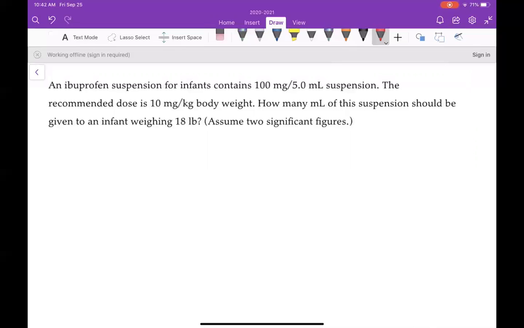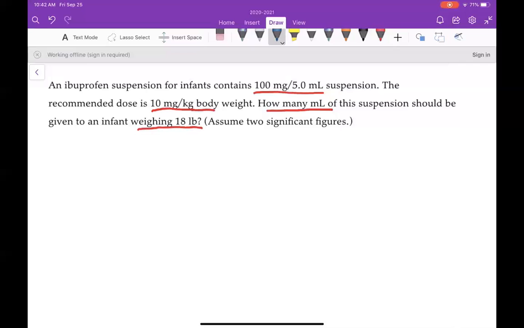There's a suspension for infants that has this in it: 100 milligrams in 5.0 milliliters of suspension. Okay, that's the drug we're given. The recommended dosage for babies is 10 milligrams per kilogram of body weight. How many milliliters of this suspension should be given to an infant weighing 18 pounds? And here it says, assume two significant figures. So that means we're going off of the 18 pounds likely here, okay?